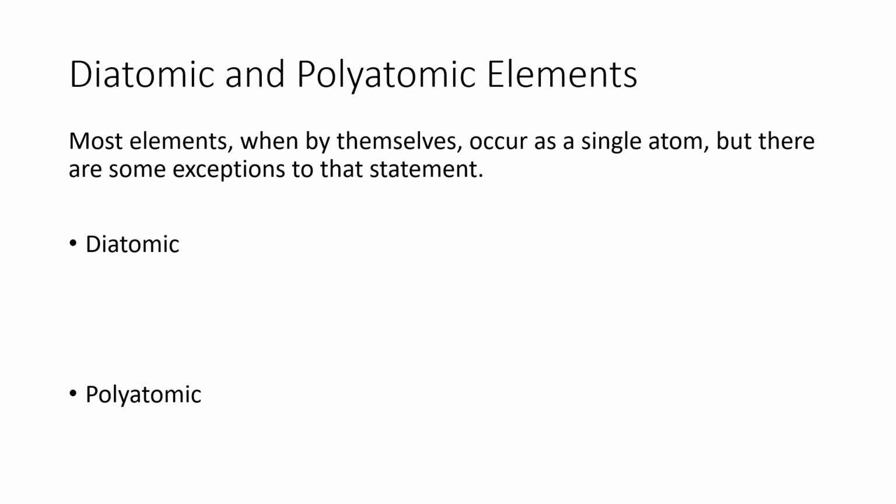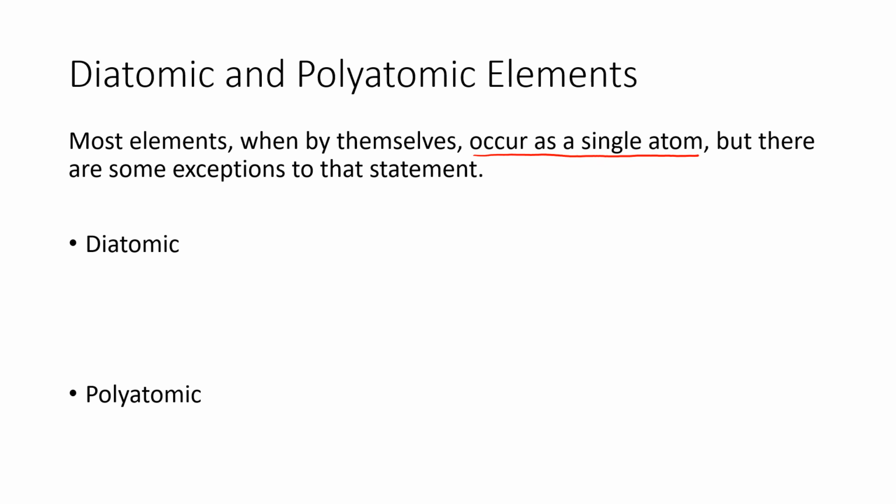Before we get too far into our big covalent molecules that we're going to be looking at, there are a couple of elements that we need to talk about. So generally, when we're thinking about an element, most elements by themselves are going to occur as just a single atom. So when you see sodium and we talk about sodium, we're talking about a single atom of sodium. When we see aluminum, we're talking about a single atom of aluminum. When we see carbon, we're talking about a single atom of carbon. There are, however, some exceptions to this because there are always exceptions in science classes.